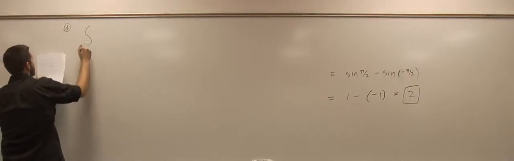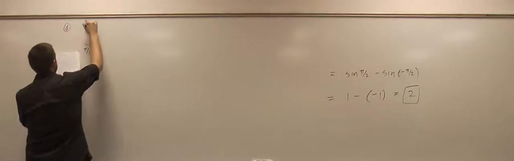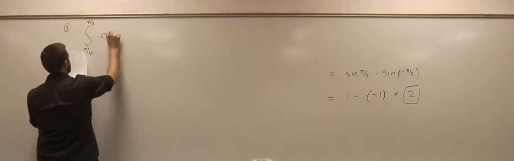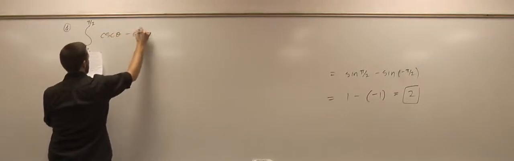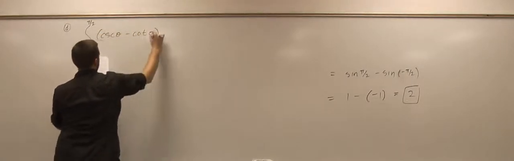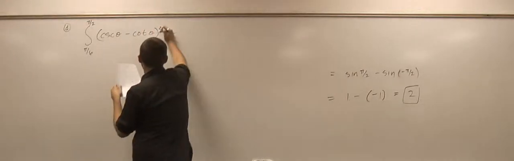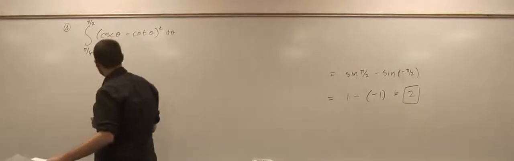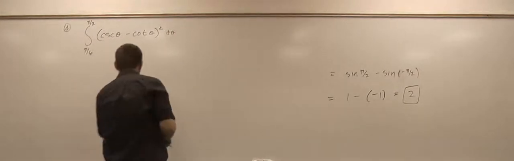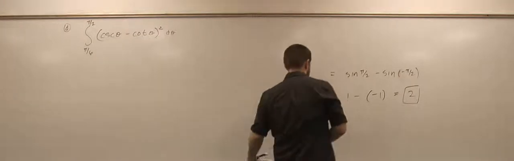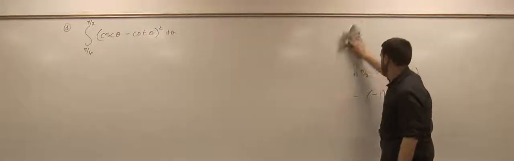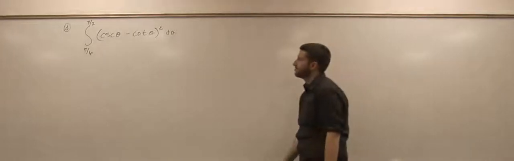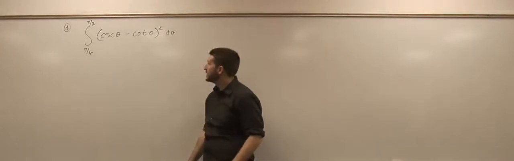So the integral from pi over 6 to pi over 2 of cosecant theta minus cotangent theta, squared, d theta. Oh my.